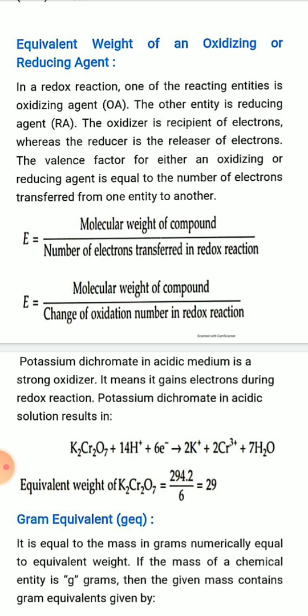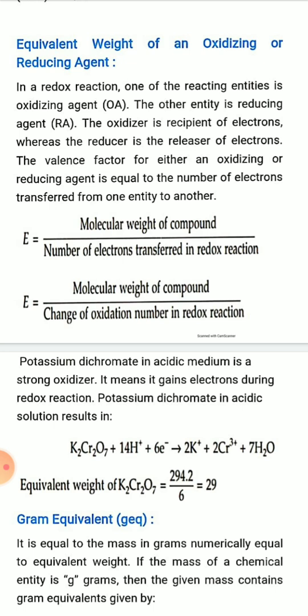For example, potassium dichromate, K2Cr2O7. In acidic medium, it is a strong oxidizing agent. It means it gains electrons during the redox reaction. The reaction of potassium dichromate in acidic solution is K2Cr2O7 plus 14H plus plus 6 electrons gives 2K plus, 2Cr3 plus, 7H2O. This is the reaction of potassium dichromate in acidic solution.